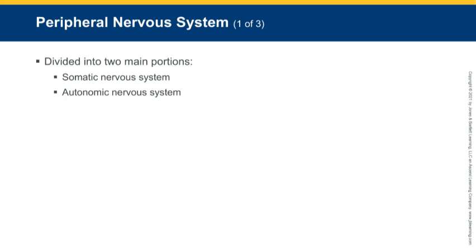The peripheral nervous system is divided into two main portions, the somatic nervous system, which transmits signals from the brain to voluntary muscles, and the autonomic nervous system, which controls involuntary actions.